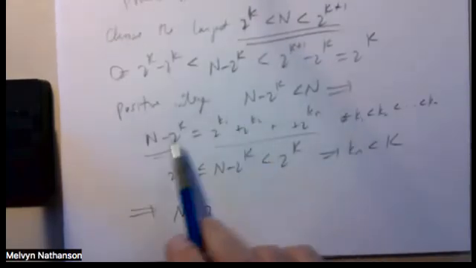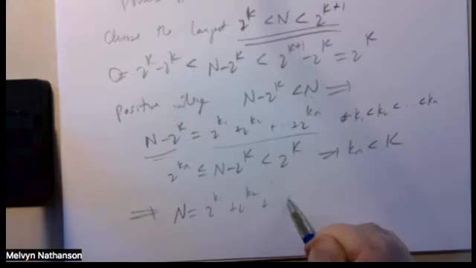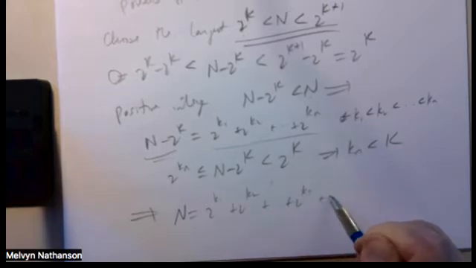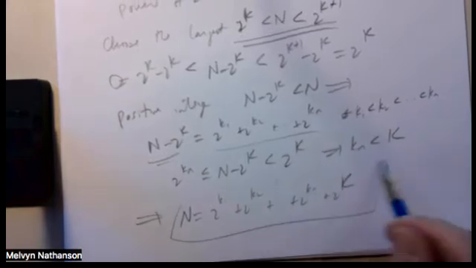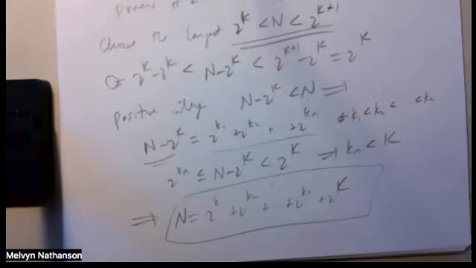So that says N, just bring this to the other side, is 2 to the K1 plus 2 to the K2 plus 2 to the K sub R, plus 2 to the K. And here N is a sum of distinct powers of 2. That's it. And it's a nice exercise. So in fact, it's unique.